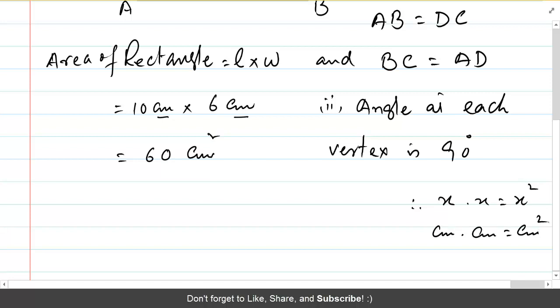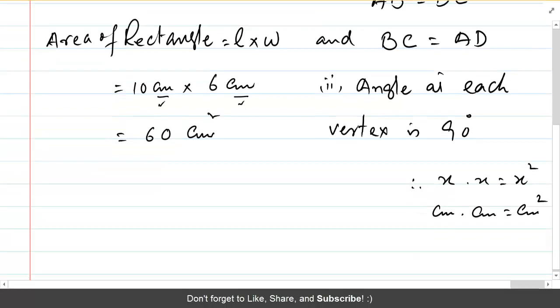And one more thing that should be kept in mind while calculating the area of a rectangle in particular, and other shapes in general, is that the units of measurement must always be the same. If this is centimeter here, make sure that this is centimeter here as well. If this is meter here, then the width must have the unit of measurement as meter. So if the two units are different, convert them into a single unit.